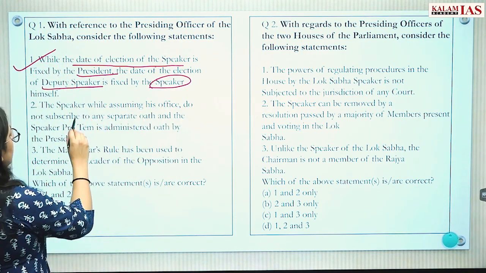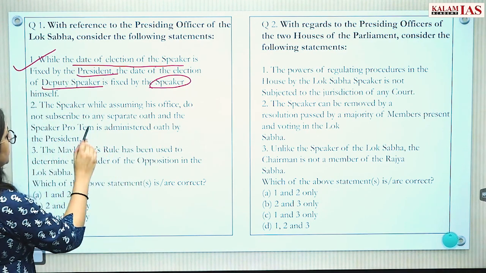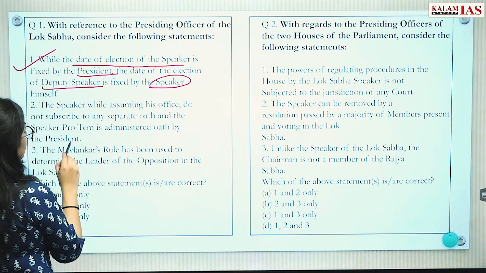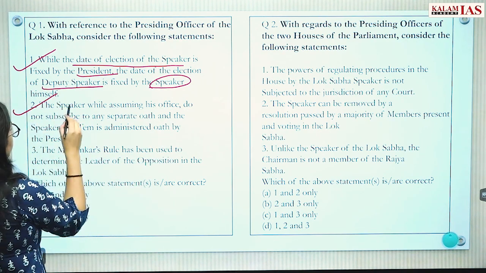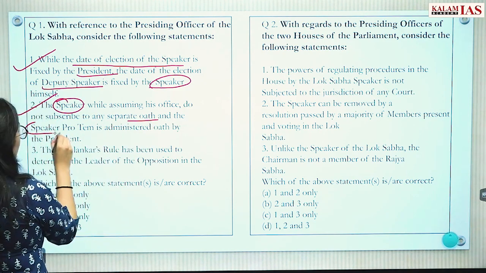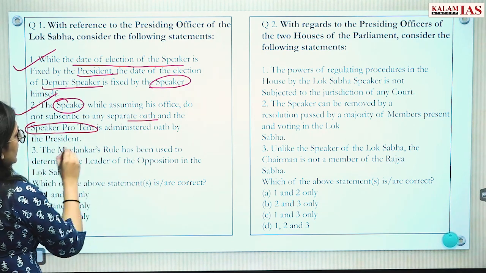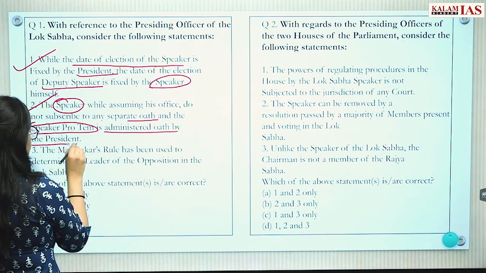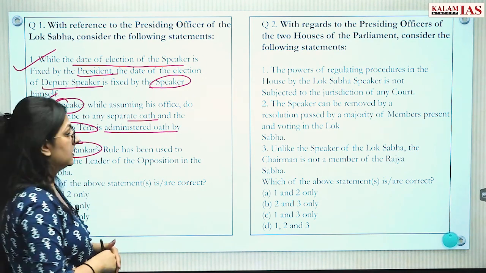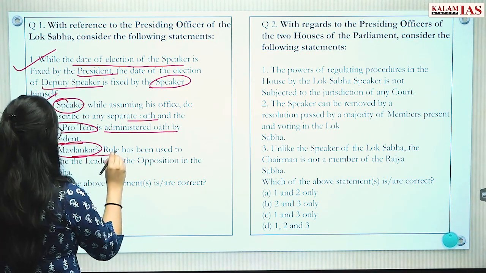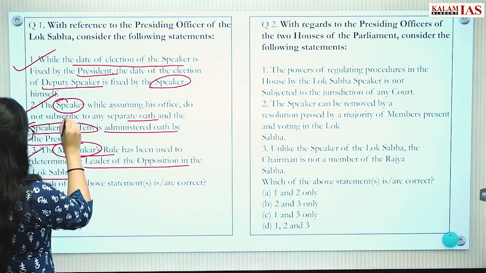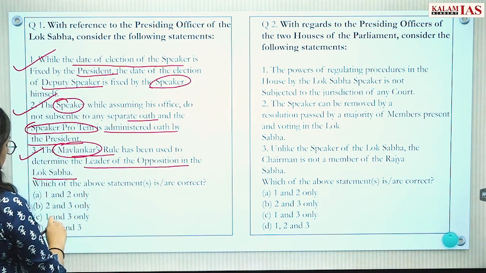The speaker, while assuming his office, does not subscribe to any separate oath, and the speaker pro tem is administered the oath by the president. This is also true. The speaker does not subscribe to any oath, but the speaker pro tem, who is appointed by the president, is administered the oath by the president. Now, G.V. Mavlankar was the first speaker, so his rule, Mavlankar's rule, has been used to determine the leader of opposition in the Lok Sabha. This is also true. So, the answer is D.